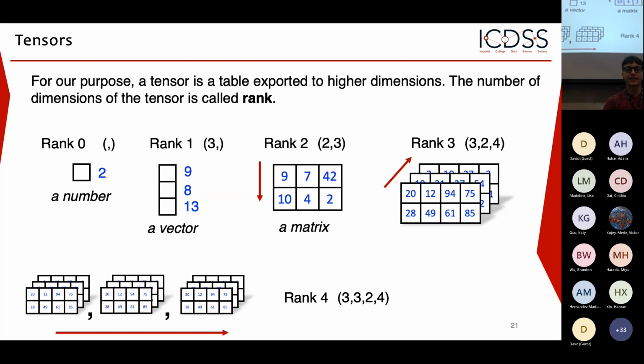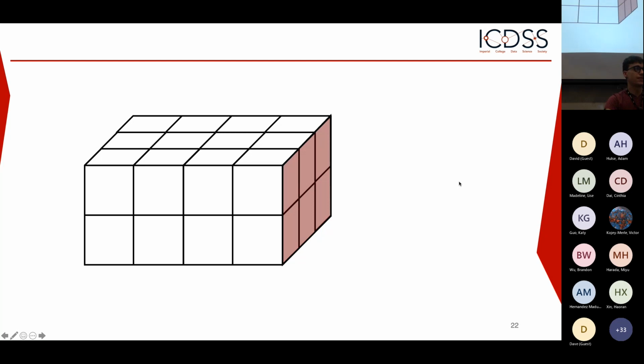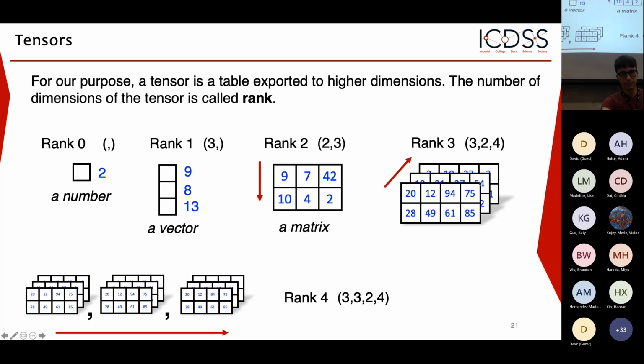A rank 3 tensor is going to be a bit trickier to visualize. You can, if you want, think of it as just many blocks put in 3D, or you can just think about putting many matrices one close to the other. And as you increase the dimensions, it gets harder and harder to visualize what's happening.